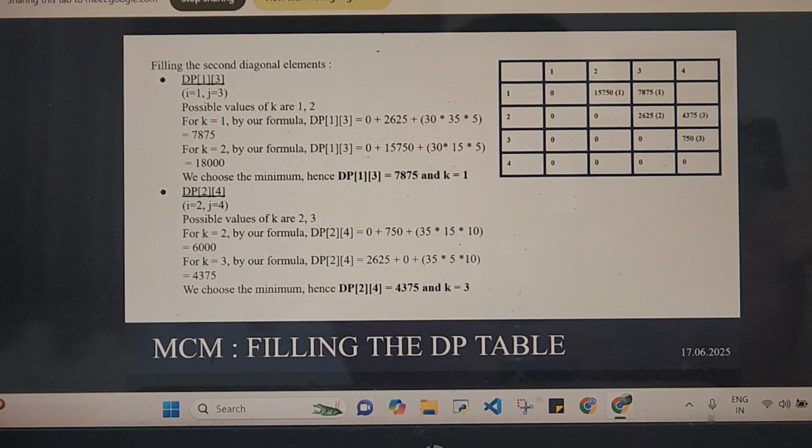So you do a2 times a3 first, and then you take a1 and multiply it. That is the optimal way to do it, and if you do it that way, you will get 7875 multiplications.